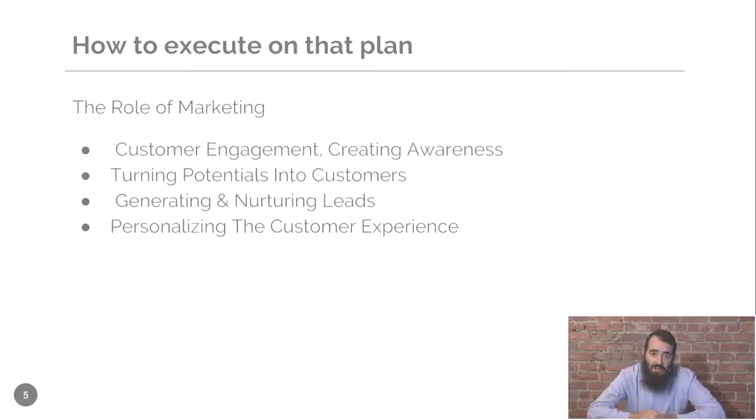The role of marketing is to have customer engagement, to create awareness, to let people know that you exist. You're marketing your product. It's a verb. It's something that you want to do. You want to turn potential customers into customers. By having the right marketing, you not only create awareness that you exist, but you also take potential customers that are out there that are not yet customers, and then you turn them into customers because you have such a great marketing message. You want to generate and nurture leads for your business.